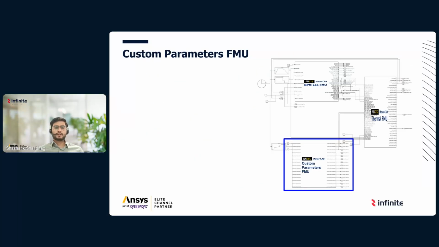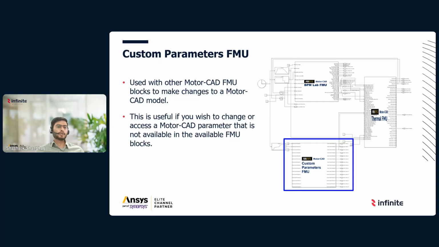So we also have the option for custom parameters, which you can use with the lab module and the thermal FMU module. This is especially useful in cases where there are parameters that you want to add, or there are some things that you wish to simulate, but that are not available in the existing FMUs. You can have up to 15 inputs and up to 15 outputs for this custom parameter. So you can use them together with the other FMUs and add your necessary parameters.